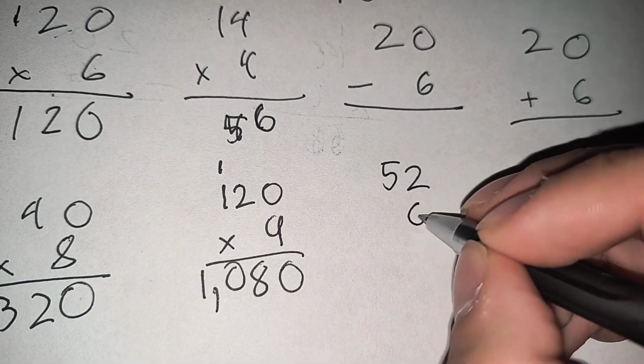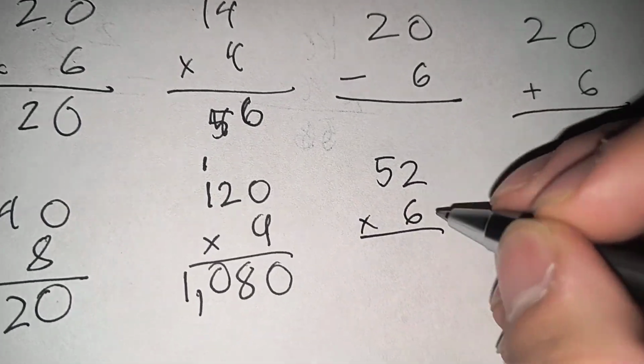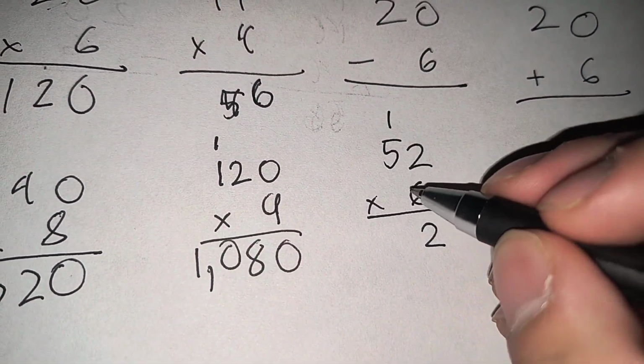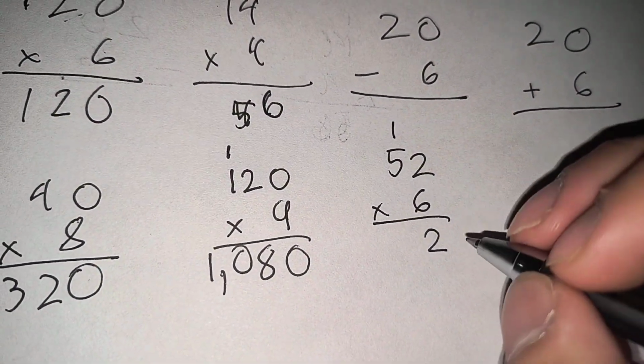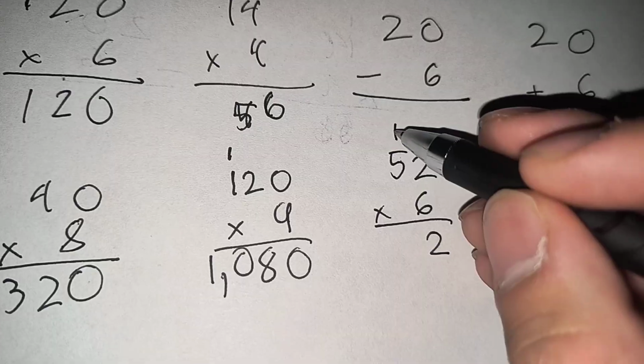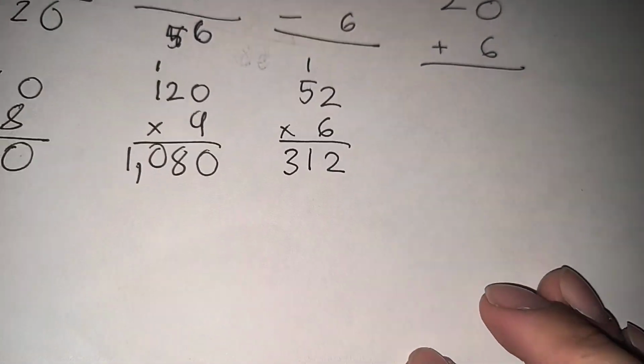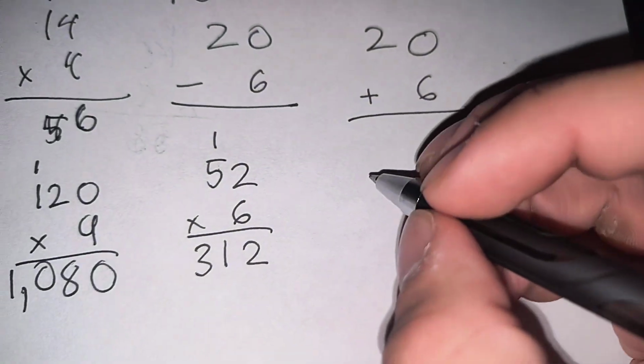What about 52 multiplied by 6? 6 times 2 is 12. And then put the 1 in 12 up there. 6 times 5 is 30. Plus that 1 is 31. So 312.